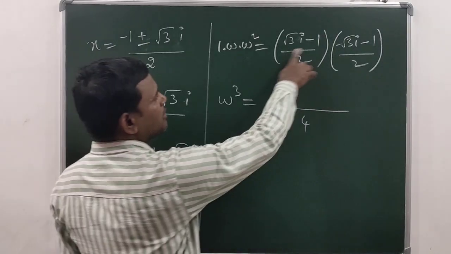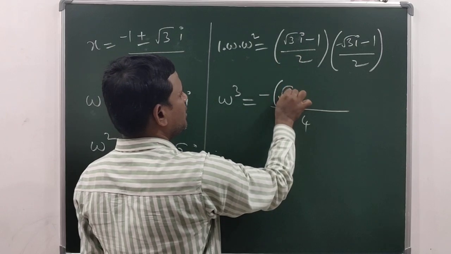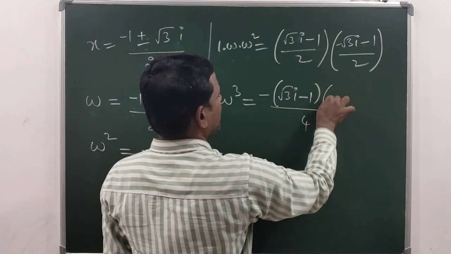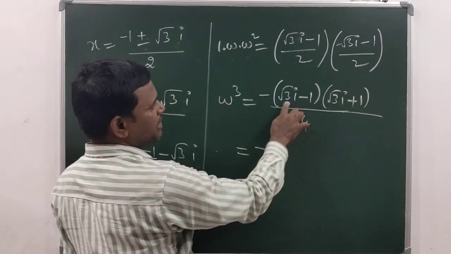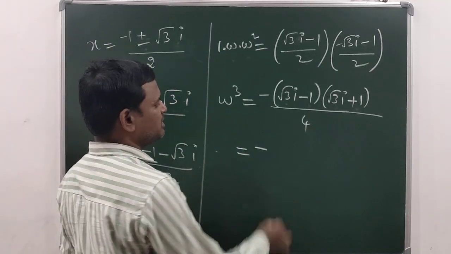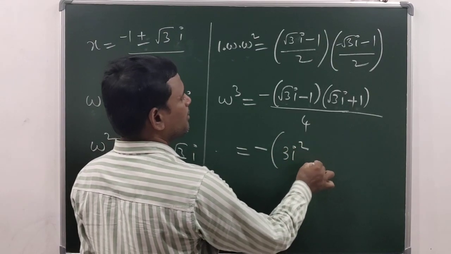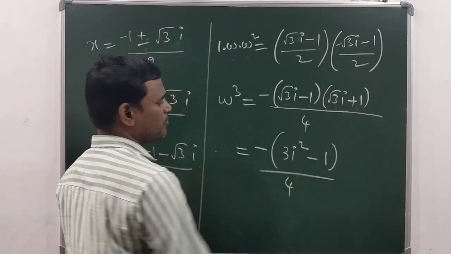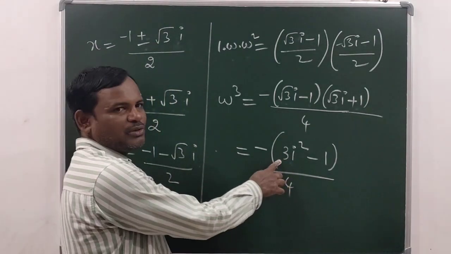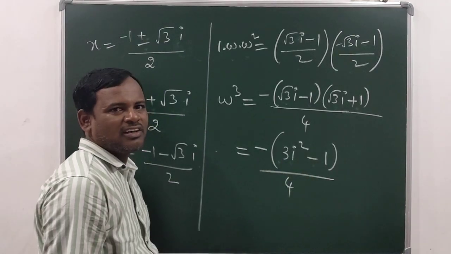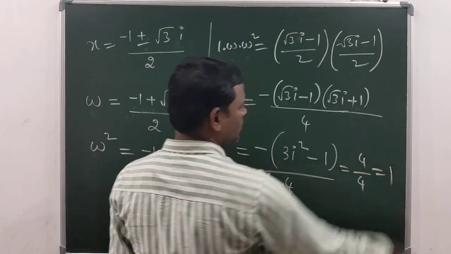In the numerator, students, tell me. Take the minus common and keep it outside. Inside you will get root 3i minus 1 and root 3i plus 1. Okay. Right, now it is looking like a minus b into a plus b, which is equal to a square minus b square. A square means root 3i whole square. You will get 3i square minus 1 square, all by 4. Now you know i square is equal to minus 1. Minus 1 into 3 is minus 3, minus 3 minus 1 is minus 4, so minus of minus is plus. So 4 by 4, which is equal to 1.